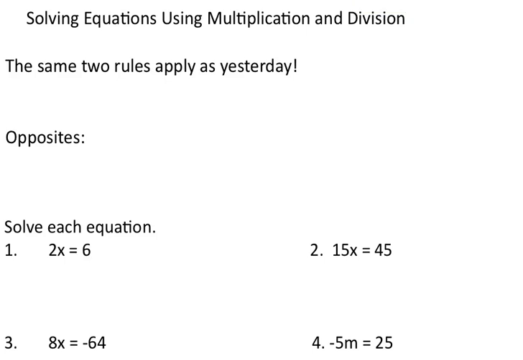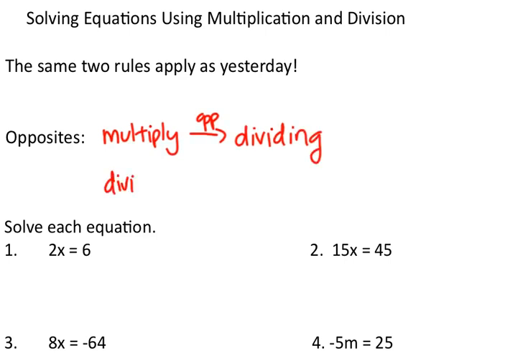So today we're going to be solving one-step equations using multiplication and division this time. The same rules that we did the day before on adding and subtracting are going to be true for multiplying and dividing. So we just need to know our opposites. If they are multiplying, the opposite is going to be dividing. And vice versa, if they are dividing, then I'm going to be doing multiplying. All right, so let's look at some example problems.